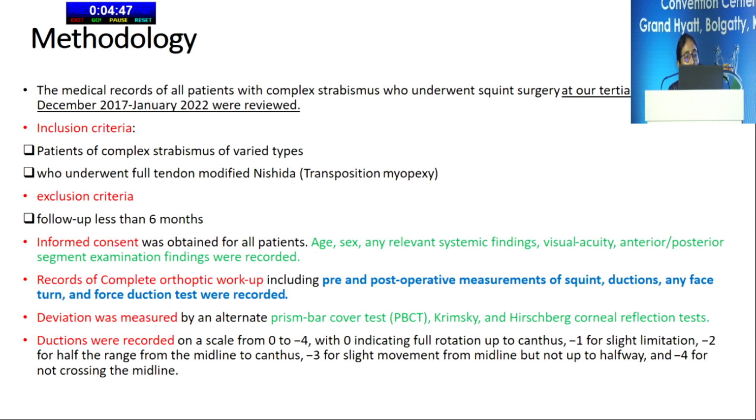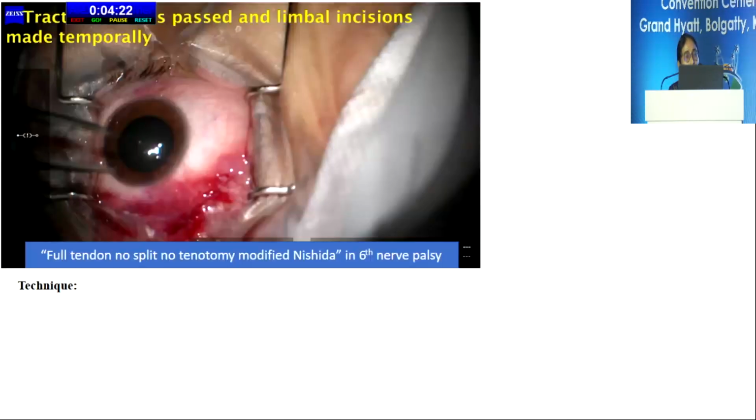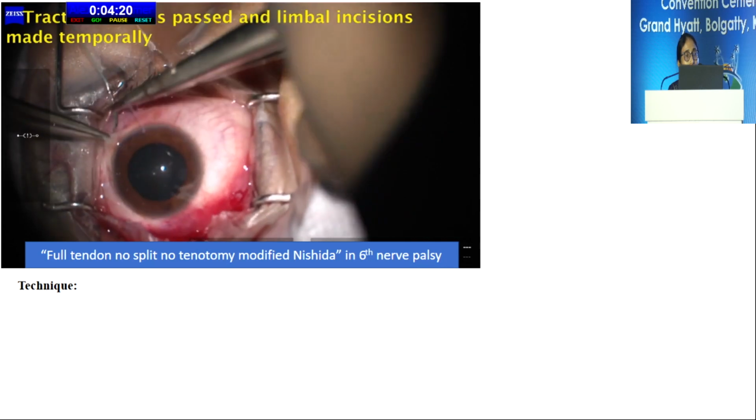Records of complete orthoptic workup, including deviation and surgical details, were noted. Ductions were measured on a scale of 0 to -4. Pre-op deviation and post-op deviation were compared using the Wilcoxon signed rank test. Median correction achieved by this procedure alone was calculated for every patient and for all types of incomitant squint. Median vertical and horizontal correction and median correction for all types of incomitant squints were compared using Kruskal-Wallis with Bonferroni correction. This is the short video of our procedure.